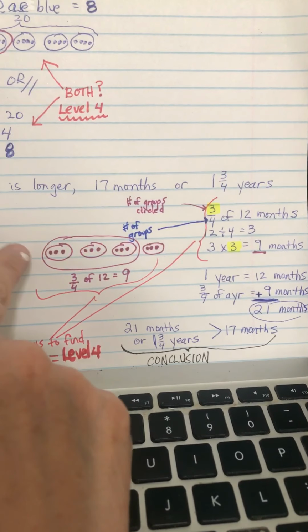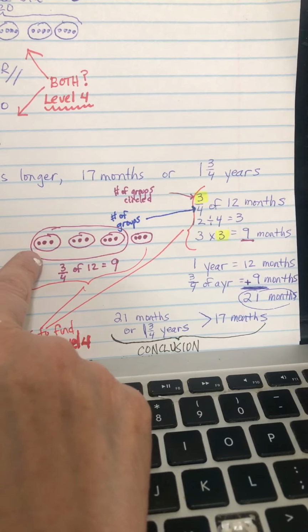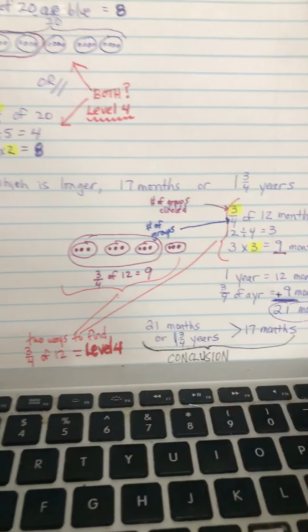If you did another method for figuring out that 3/4 of a year is 9 months, like this diagram here, and do both of them, then we're talking about a level 4.